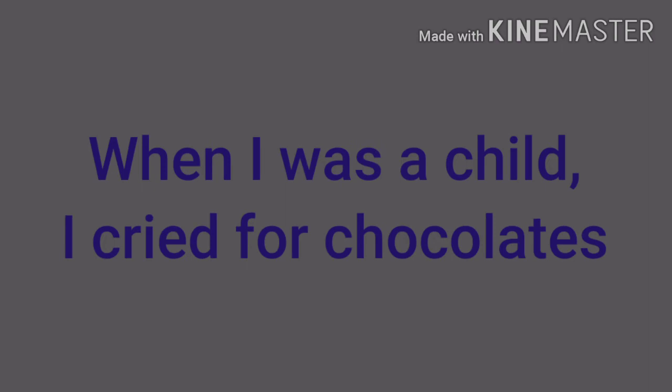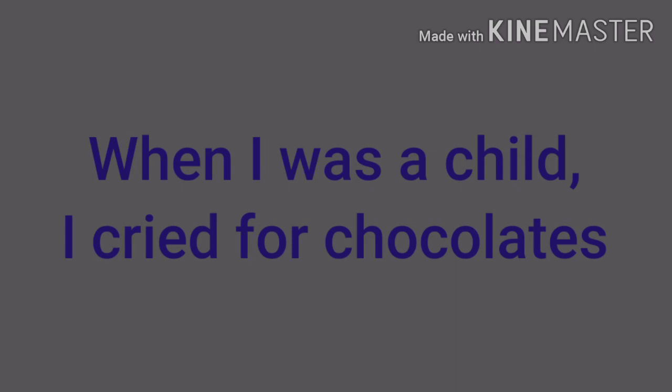When I was a child, I cried for chocolates. Here, cried is the past tense verb. And so you must note that all these show a habit which a person had in the past. So when it is described in the past tense form, that means that person may not have that habit now. So in this case, the simple past tense is used.